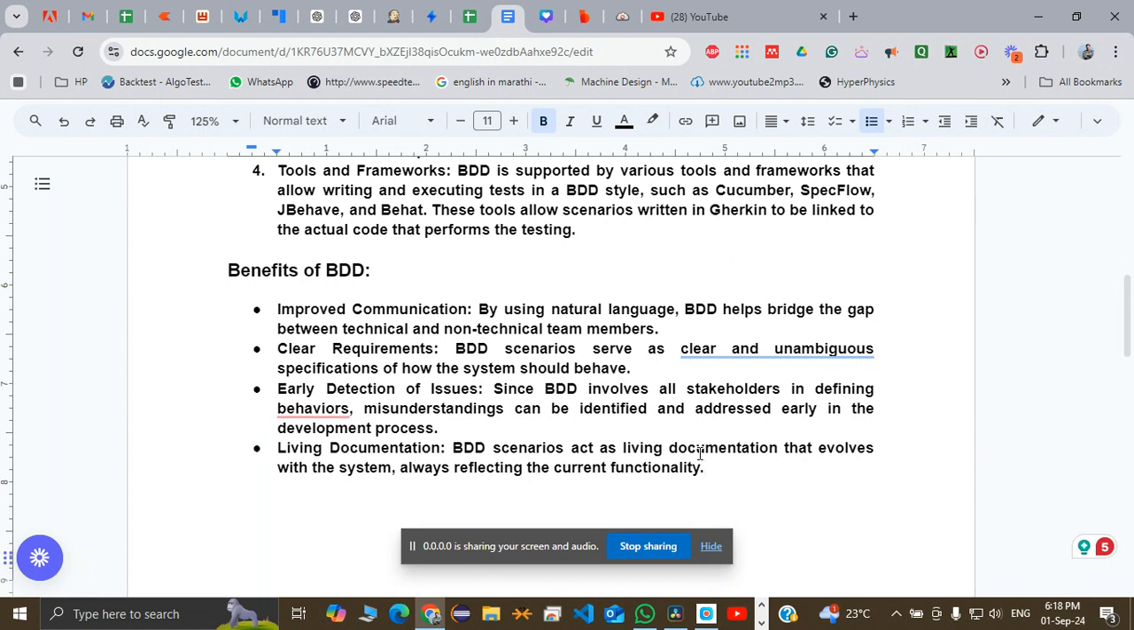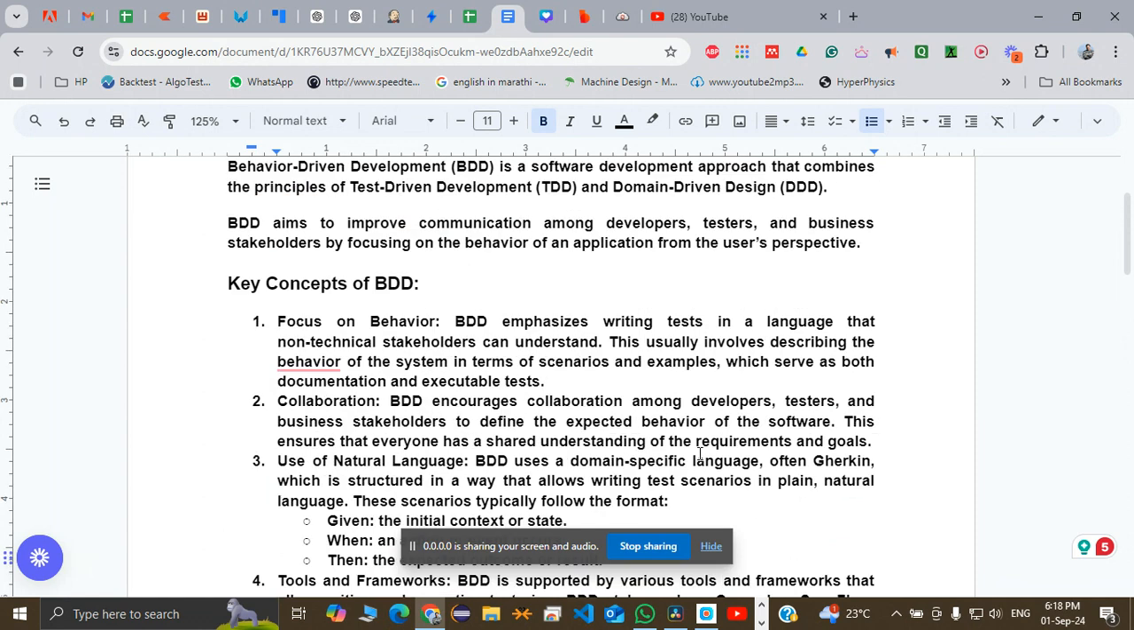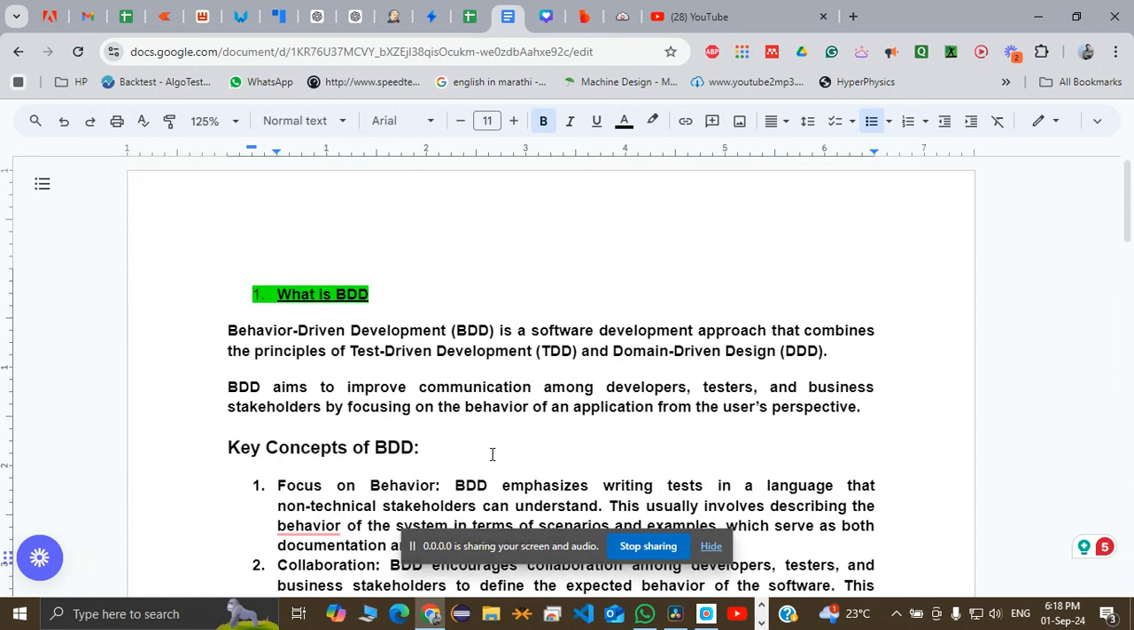So as of now we have learned about the BDD benefits and the key aspects of behavior driven development. In the next couple of videos we'll definitely look into some of the important concepts in the software testing domain.